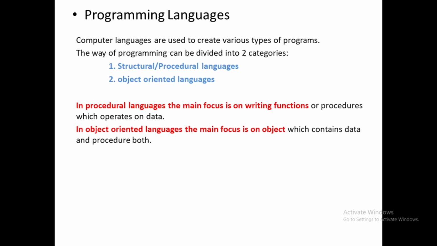In object oriented languages, the main focus is on object. These two things, remember: in procedural languages, the main focus is on functions, whereas in object oriented languages, the main focus is on object, which contains data and procedure both. So object is such a thing in which we can wrap both the things, data and procedure. Procedure means you can say function.